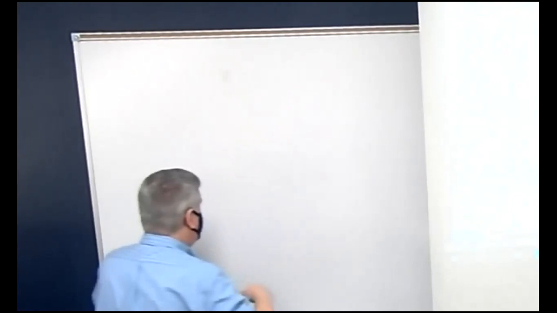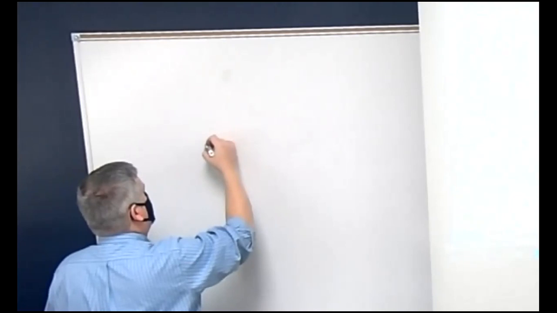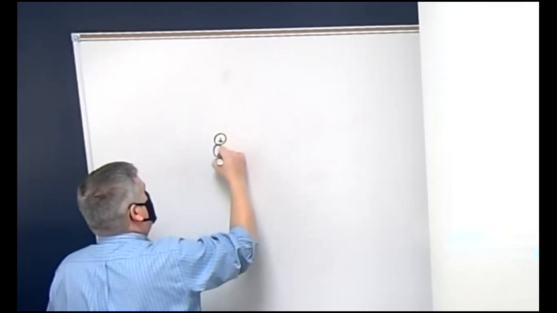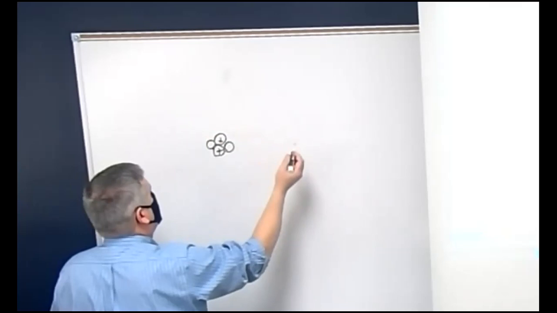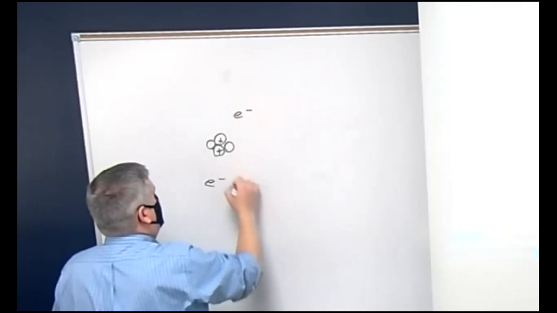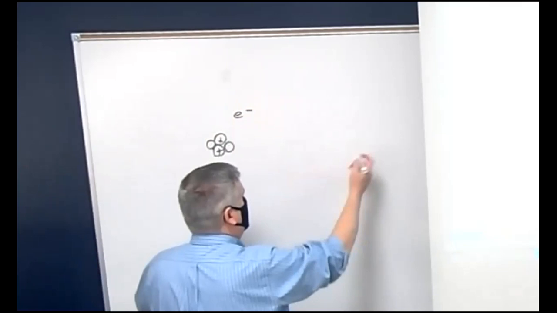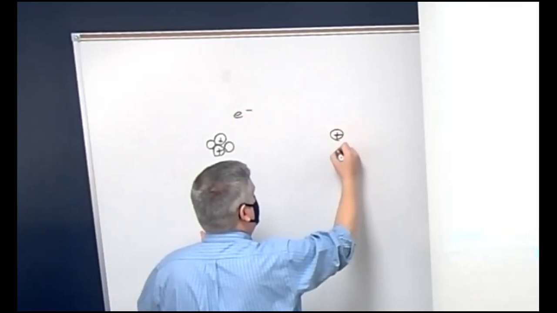All right, so let me just draw some very simple atoms. Let's just say helium, just to make it simple. So we have two protons in the nucleus, we have two neutrons, and we have two electrons orbiting in the orbitals of this nucleus. Over here, let's do another helium. Again, just to keep it simple.